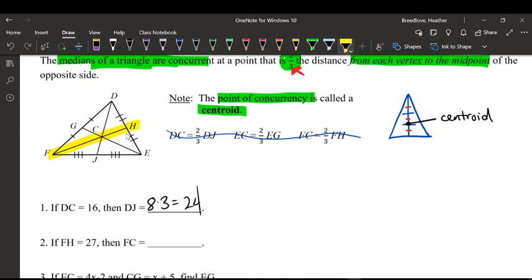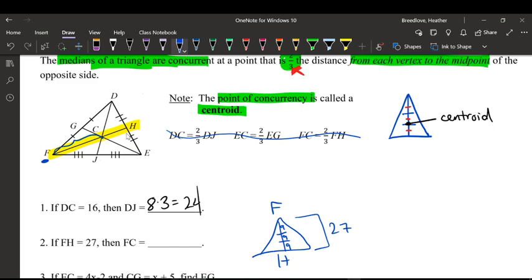so this time FH is the entire median. And it's asking me what is FC, which is the longer piece. So instead of trying to figure out what 2/3 of the median is, I'm going to split up the entire median from F to H, because you always want to go from the angle to the side. So F to H, like that, 3 pieces. The whole thing is 27. If I want to split it into 3 pieces, then I'm going to divide by 3, so each section is 9.